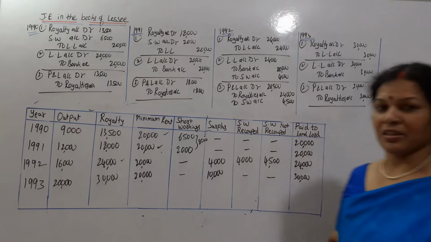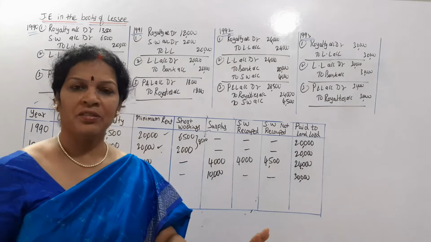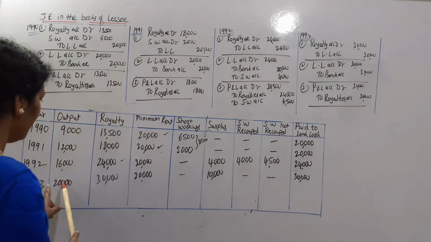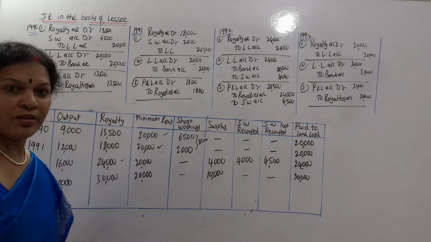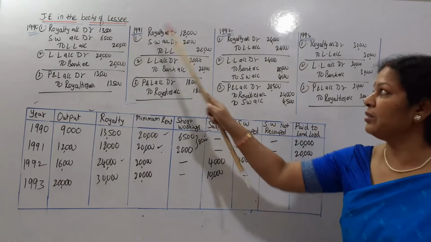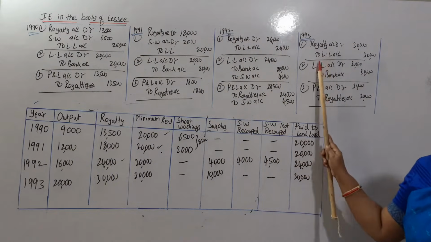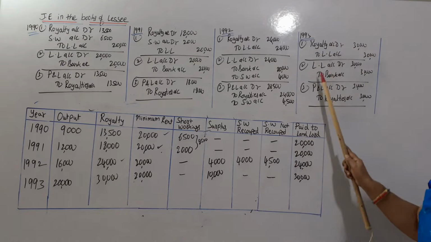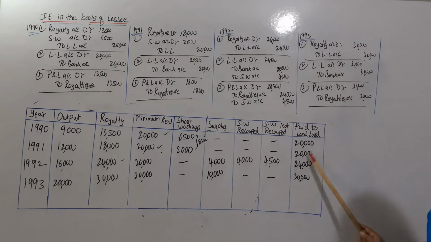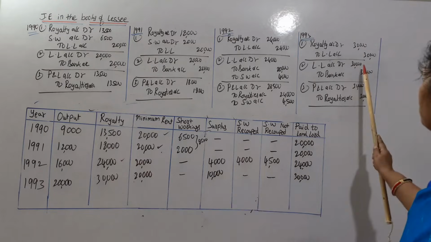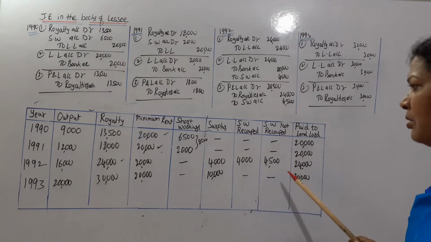Now coming to the third year. Third year, surplus is there, but no short workings, no recoupment. Simply whichever is high, that is paid to the landlord, right? So simply you can write royalty account attached to landlord account, no short workings. So directly royalty attached to landlord. Second entry as it is, landlord account attached to bank account, how much paid? 24,000. Sorry, this is 24,000. Why did I write 30,000?